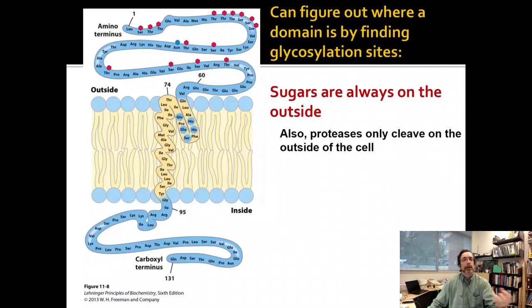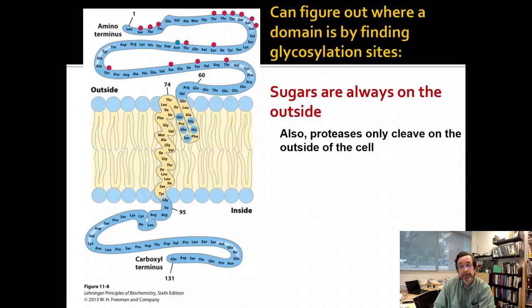Well, one way to tell, look for glycosylation sites, I should say, not phosphorylation. Glycosylation sites are all going to be outside. So if you have a bunch of glycosylation sites in residues 1 through 60 on the amino terminus, you can say, I think my protein has this arrangement. And then you can do an experiment to find out if that's really true.